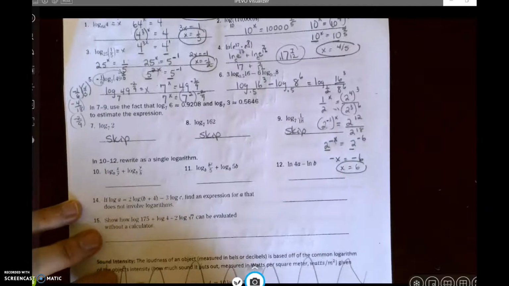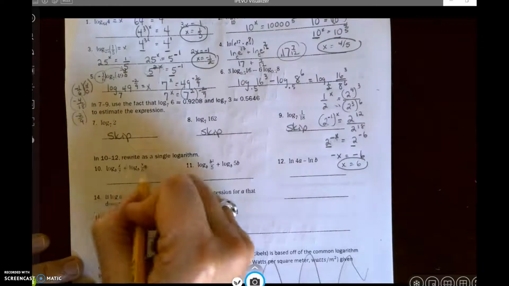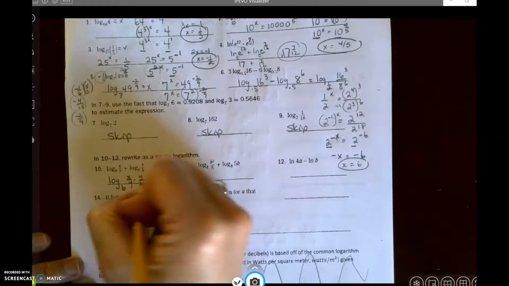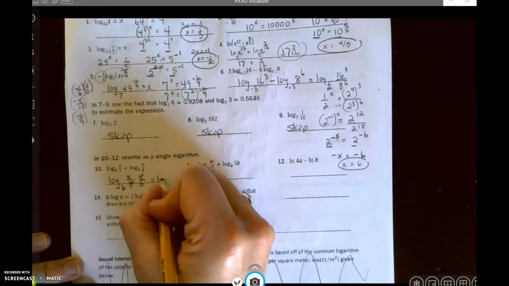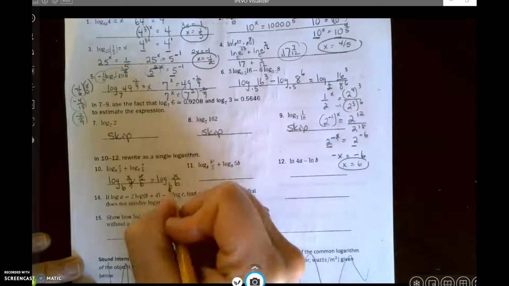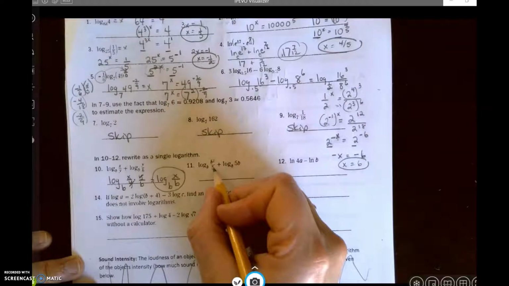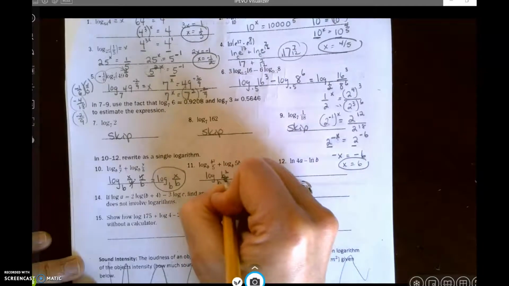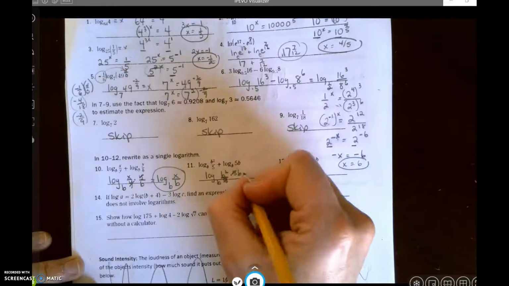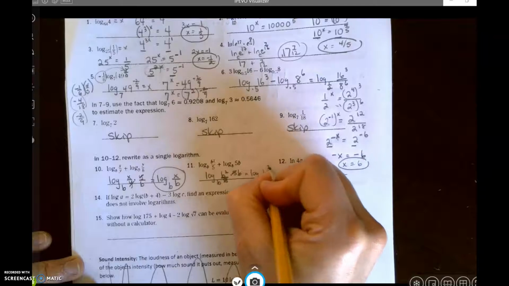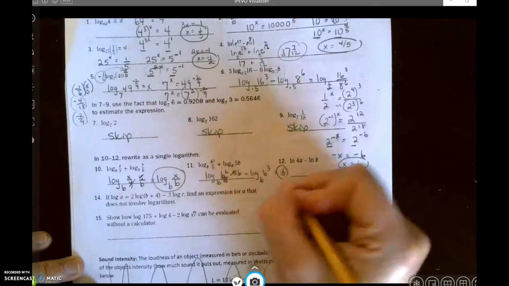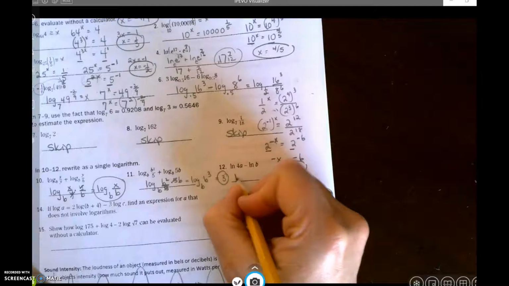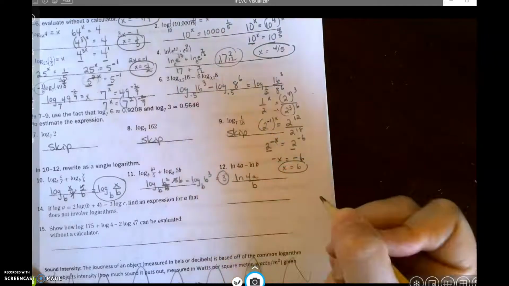All right, let's look at 10 through 12. Rewrite as a single logarithm. All right, so the addition means multiplication. So log base b of x divided by y times y divided by b. Those y's would cancel, and I get log base b of x divided by b. Right? Here I've got addition, so it's going to be multiplication. Log base b of b squared over 5 times 5b. 5's cancel, and I get log base b cubed. Well, that's just simply 3. B to what power is b to the third? Simply 3, and we're done. All right, let's go to number 12. Natural log of 4a divided by b.